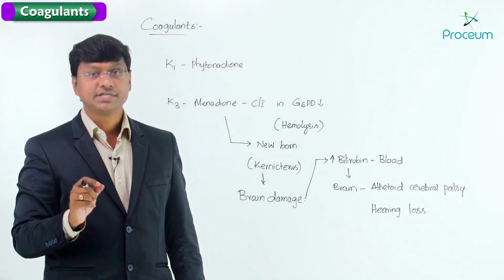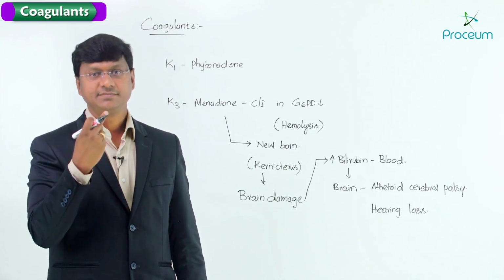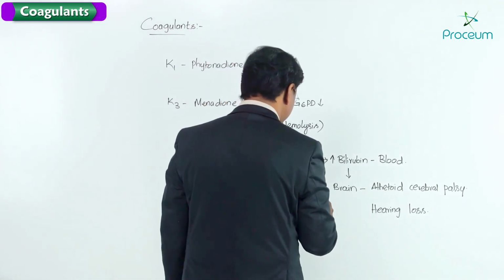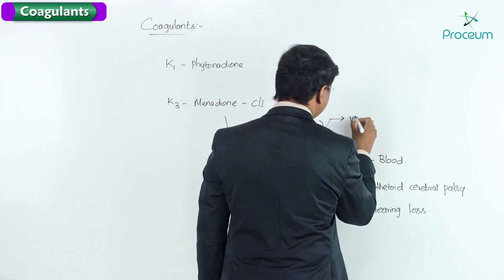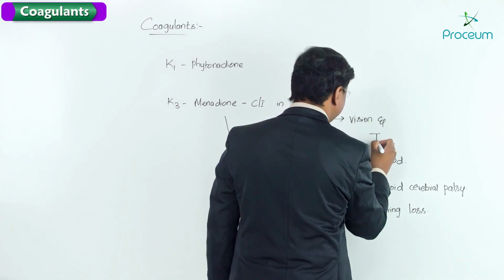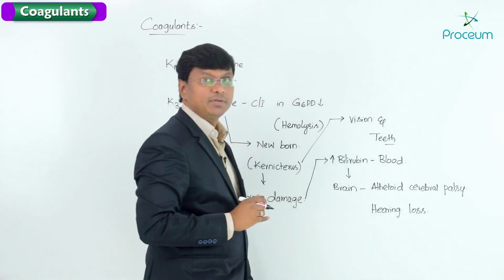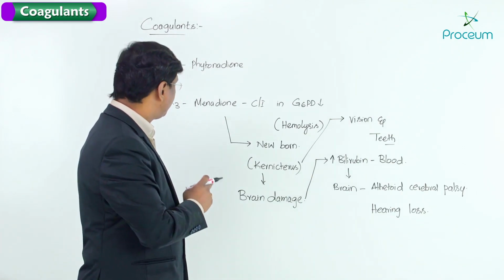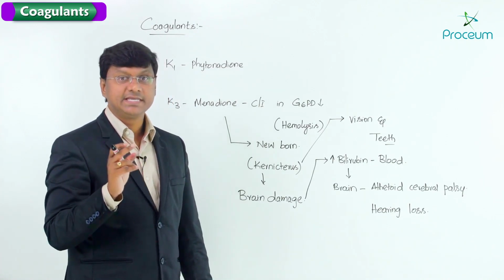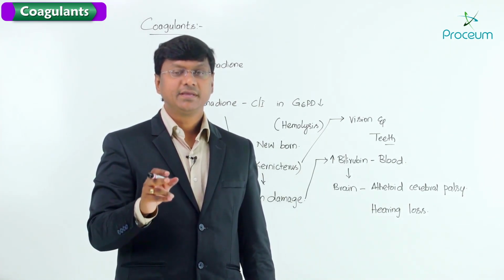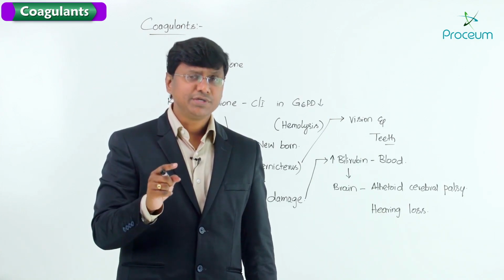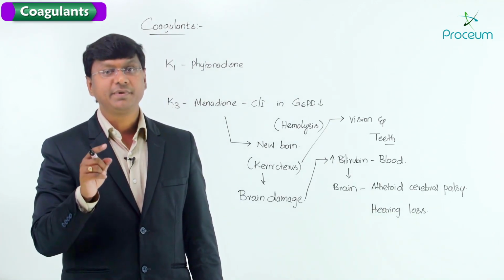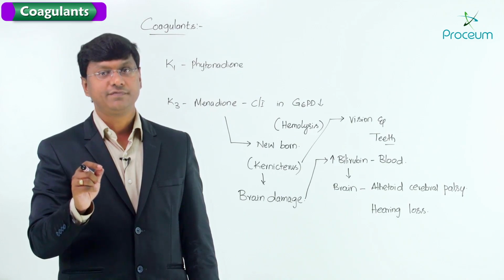This kernicterus also causes problems with the vision and teeth, and sometimes it can even cause intellectual disabilities. So in patients with kernicterus, there can be problems in the vision as well as the teeth, and sometimes it can cause even intellectual disabilities. So this K3 form is also contraindicated in newborn. Why? Because there is more chance of kernicterus, and you need to know why there is kernicterus. That is due to an increase in the bilirubin levels, which is due to competitive inhibition of glucuronidation of the bilirubin.